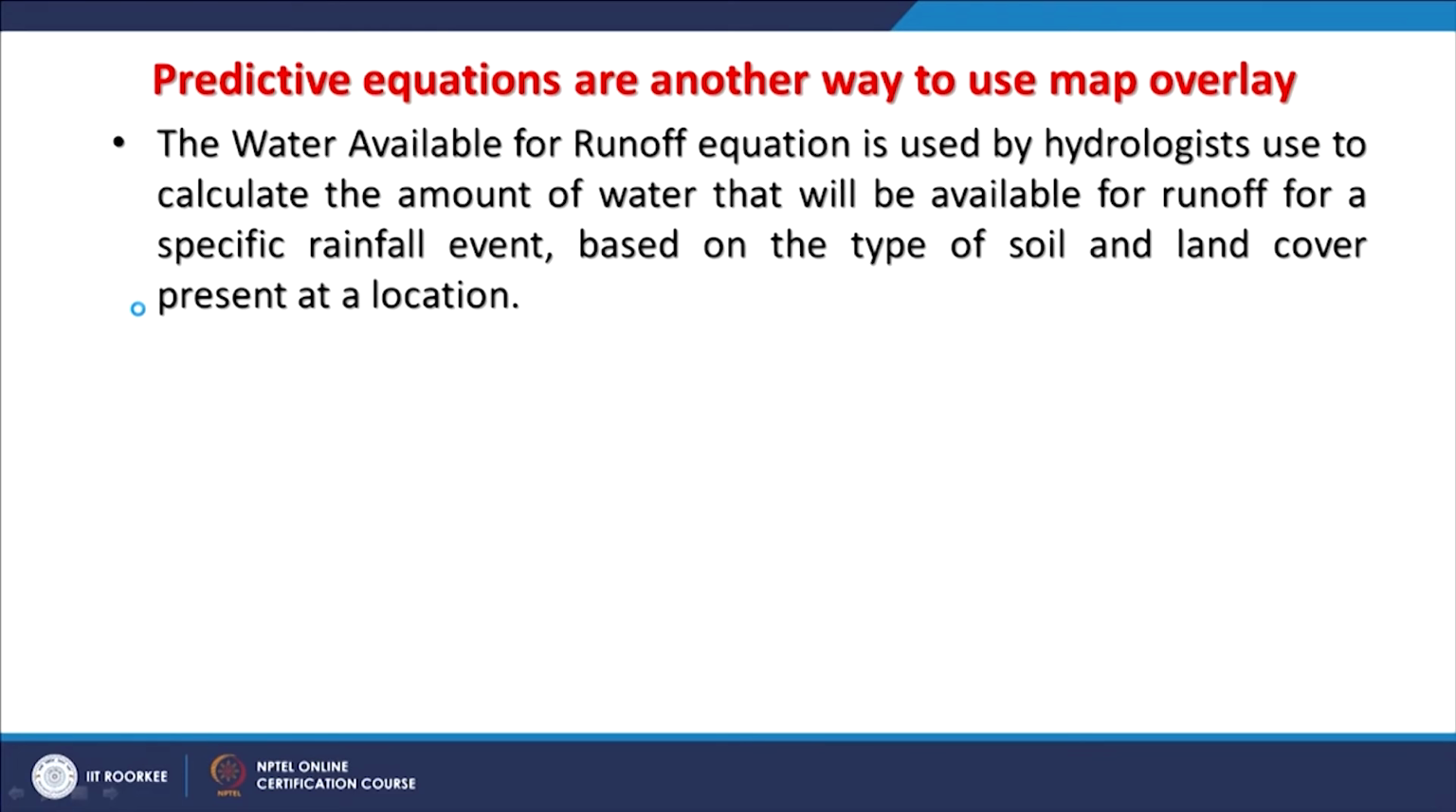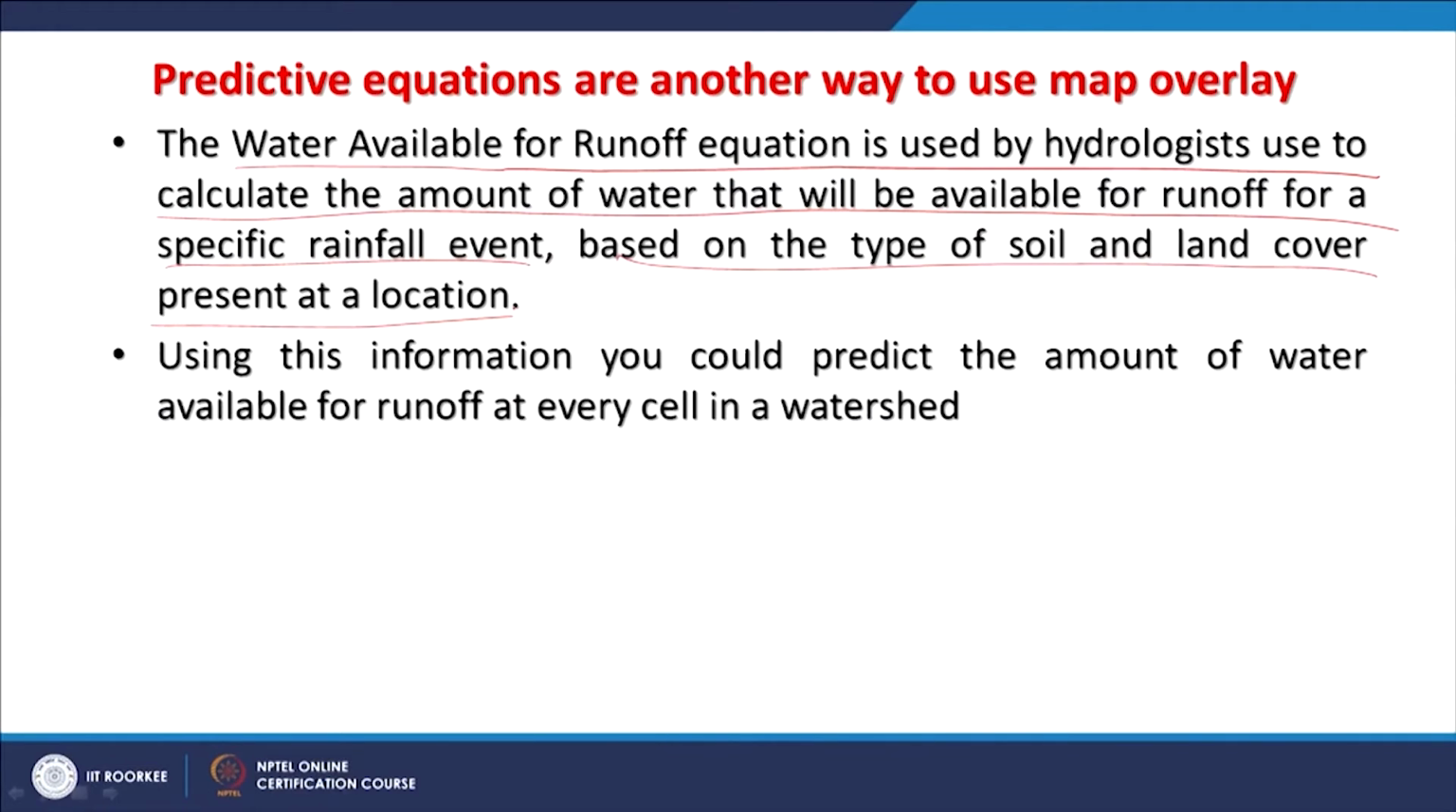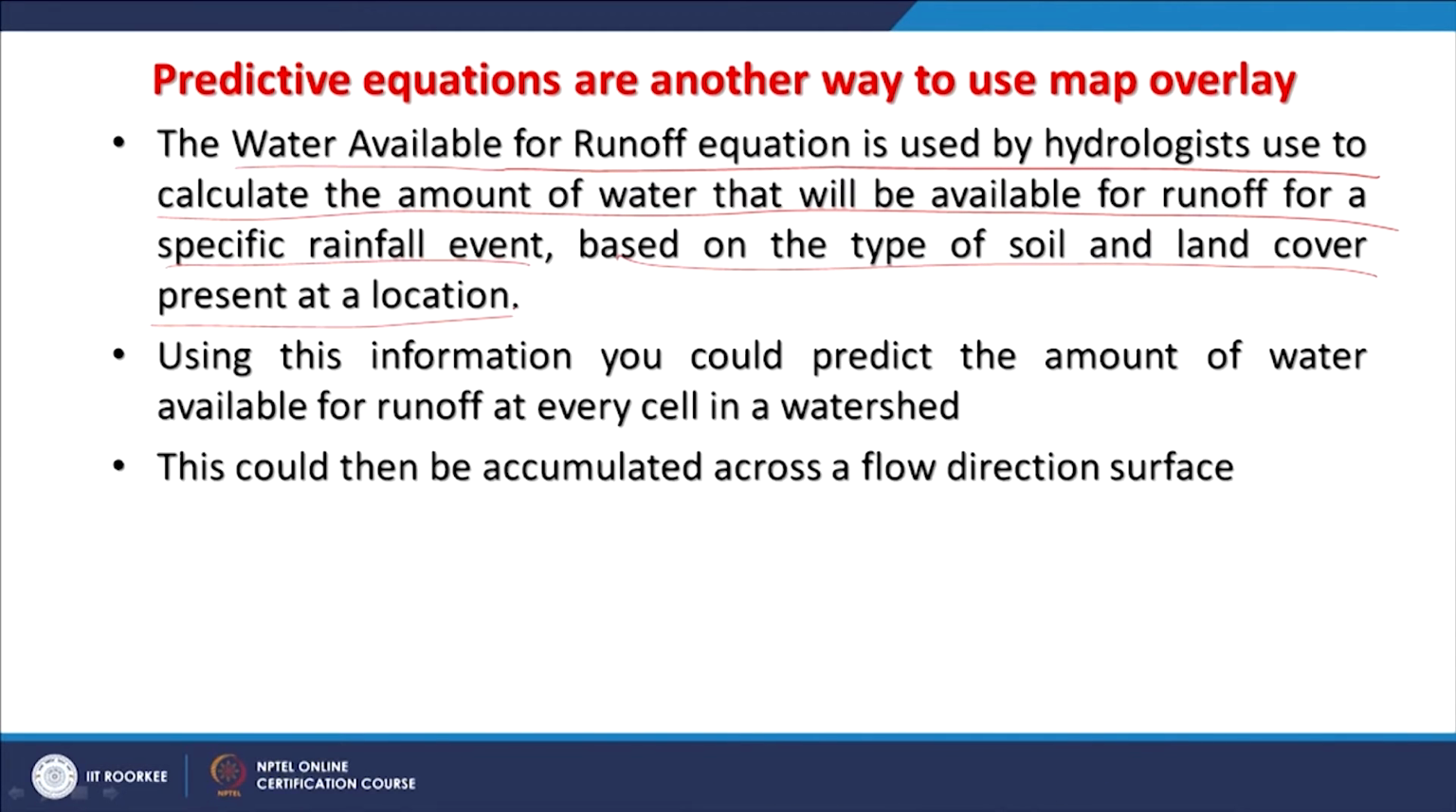Now, predictive equations are another way to use for map overlay, depending on the purpose. If I want to calculate water availability, the runoff equation is used by the hydrologist to calculate the amount of water that will be available for runoff for a specific rainfall event based on the type of soil and land cover present at a location. And this information can also be used to predict the amount of water available for runoff at every cell in a watershed, and this could then be accumulated across a flow direction surface.